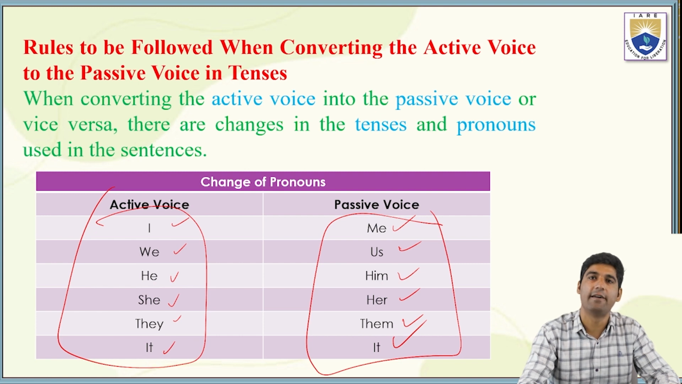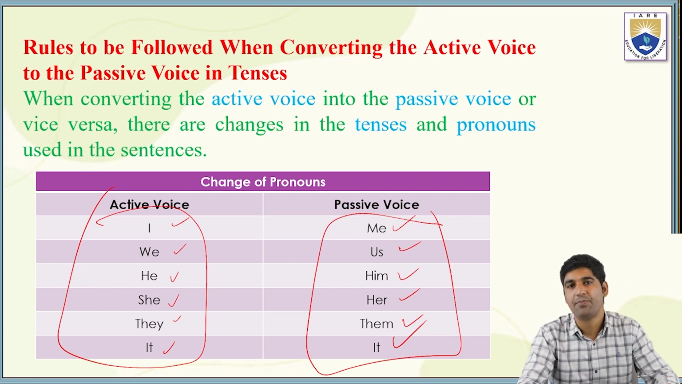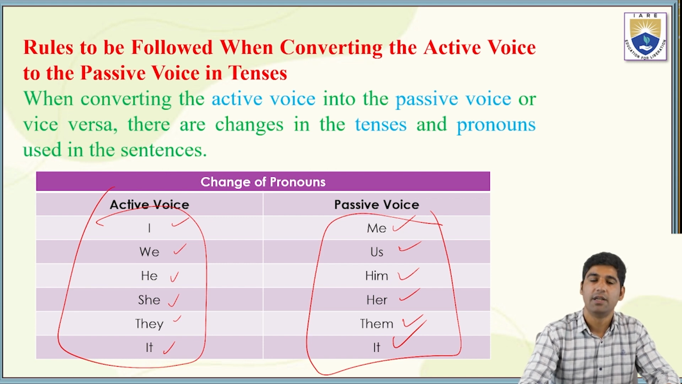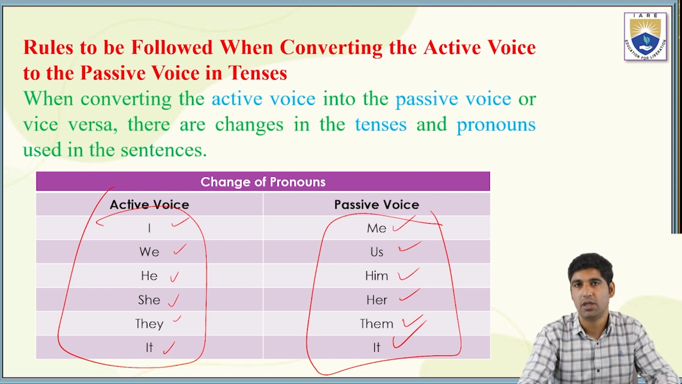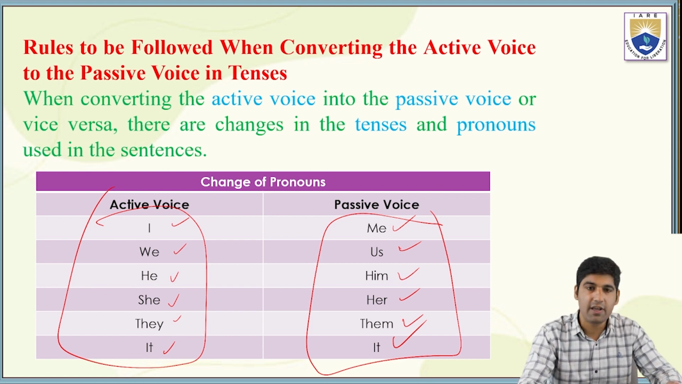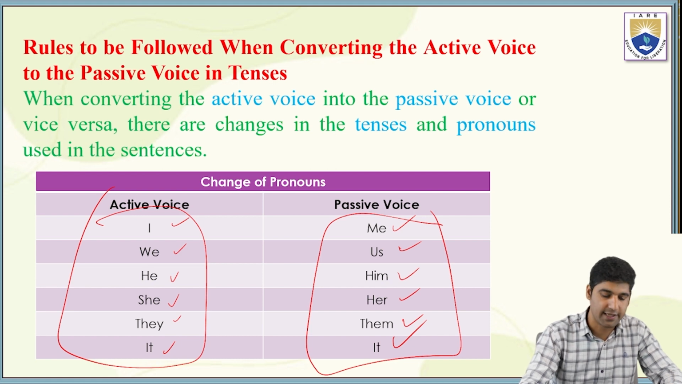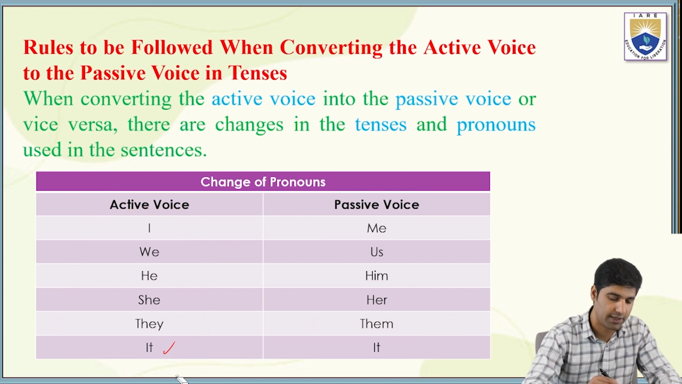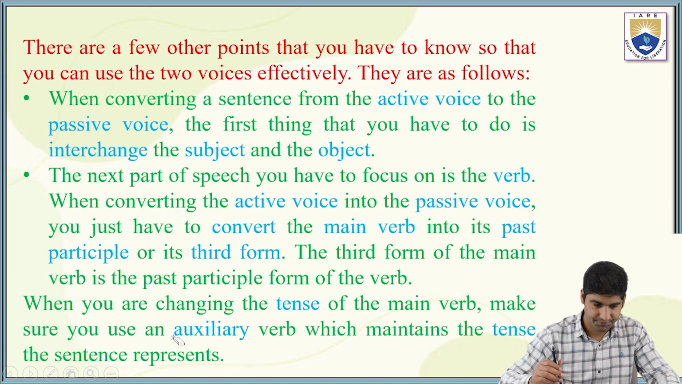So I is the subject, and when I becomes object, it becomes me. We is the subject. When we becomes object, it becomes us. He is the subject. When he becomes object, it becomes him. She is the subject in active voice. When it becomes object in passive voice, she becomes her. They is the subject in active voice, it becomes them as object in passive voice. It is the subject in active voice, and when we use it as an object in passive voice, it remains it only. No changes there in it. So this you need to understand clearly in order to know these active and passive voices.